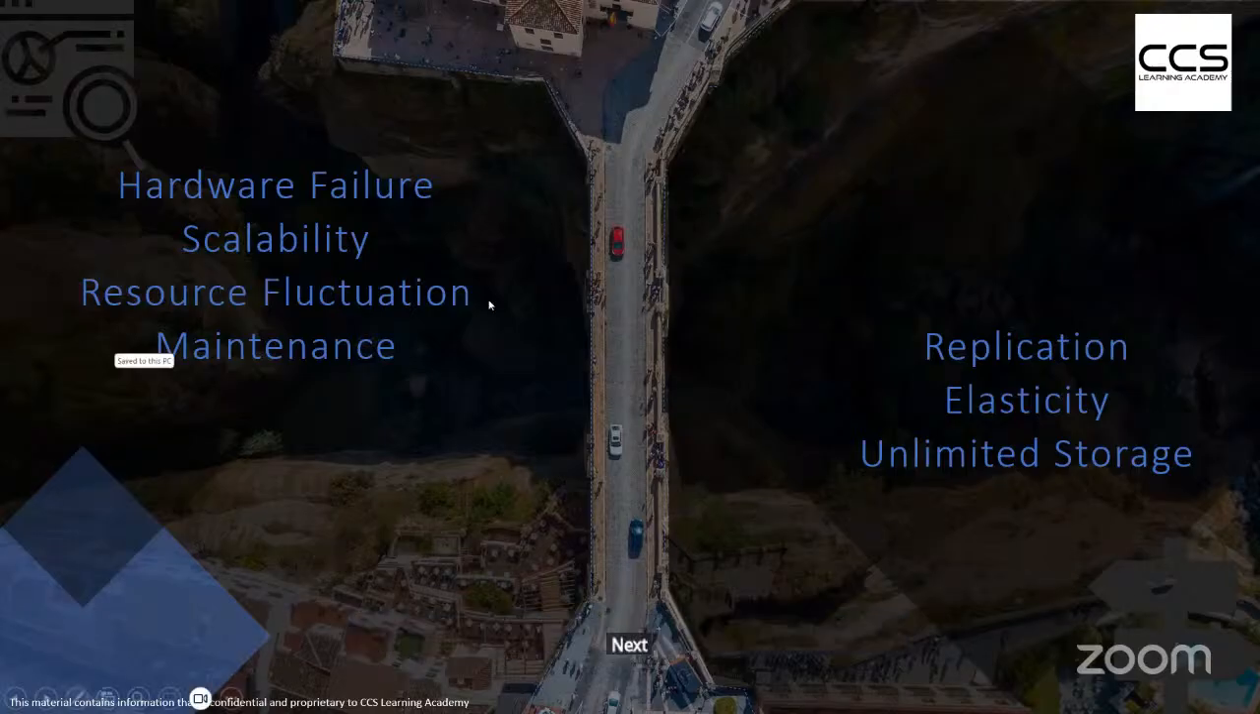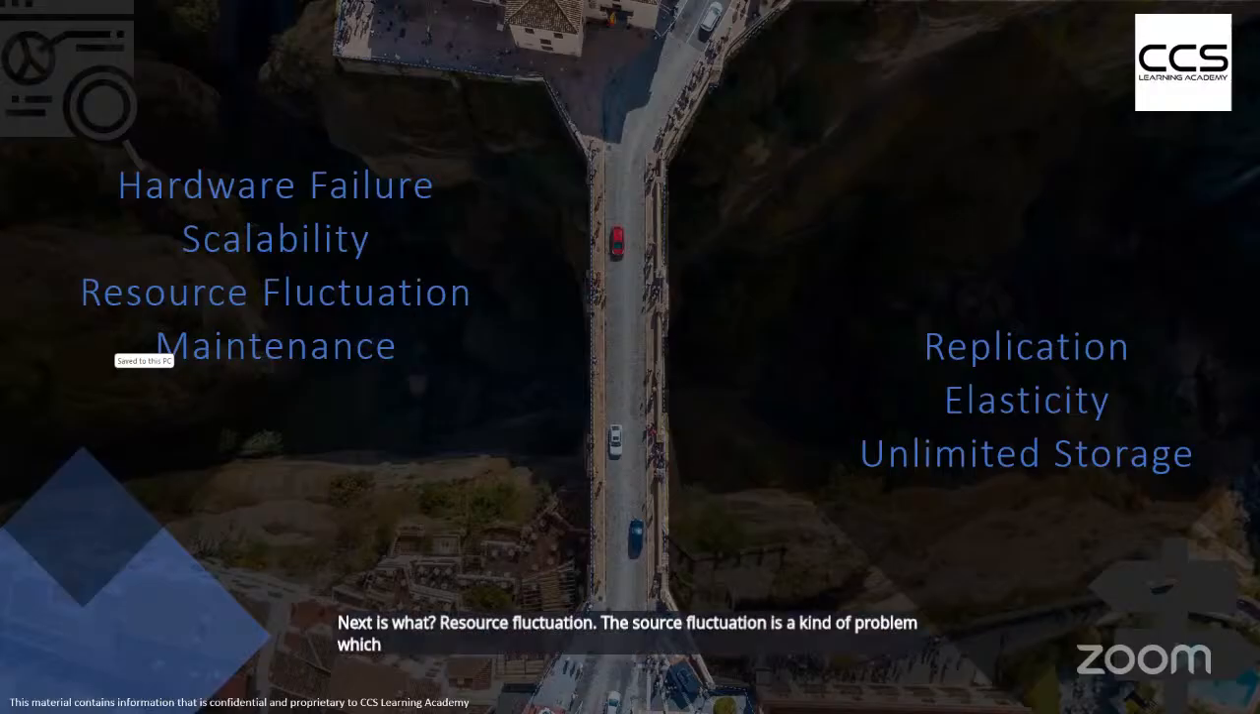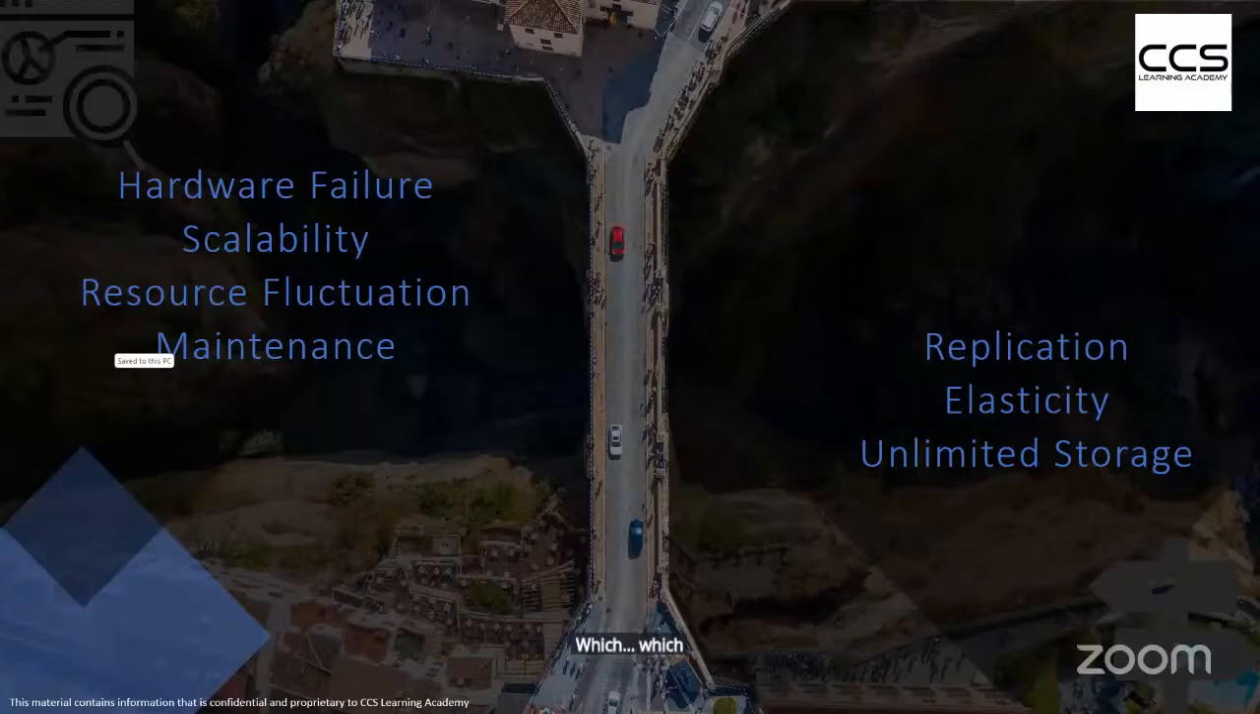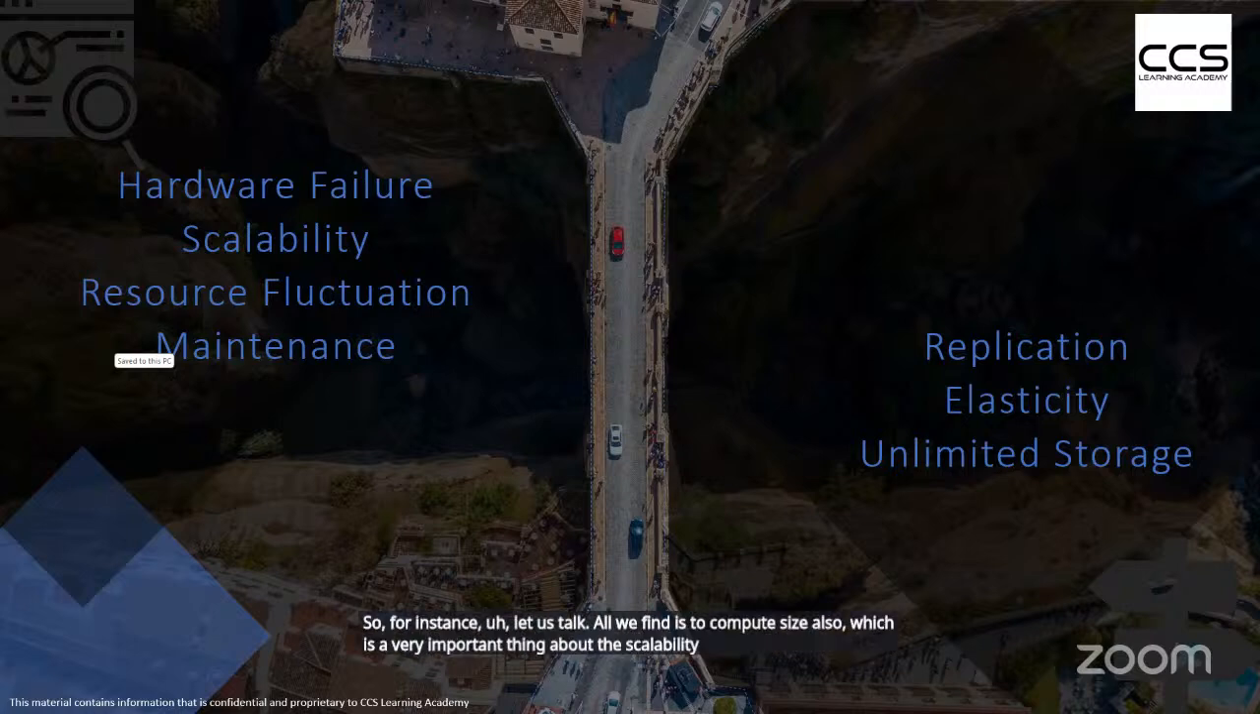Next is resource fluctuation. Resource fluctuation is a kind of problem which we can control with the help of certain compute size parameters. So guys, let us give 5 minutes to compute size also, which is a very important thing regarding scalability and resource fluctuation.